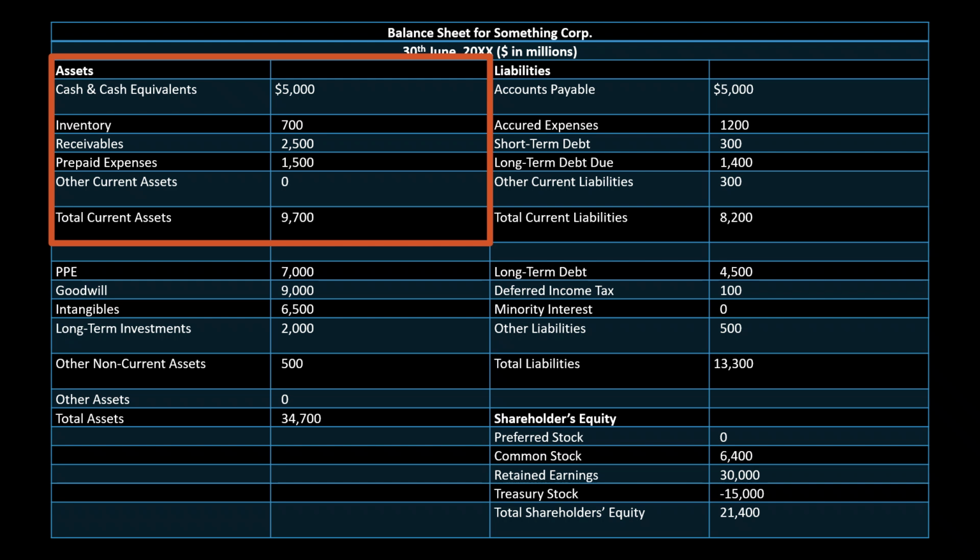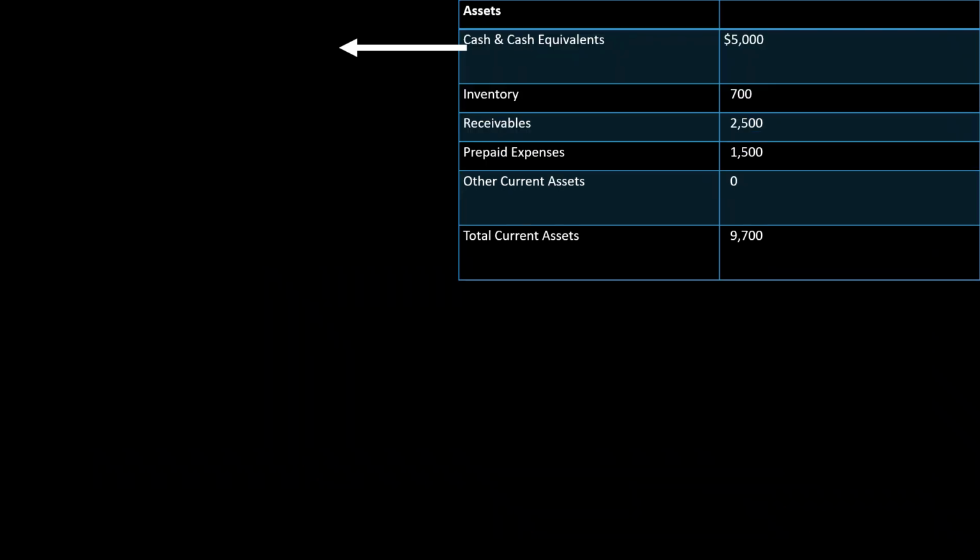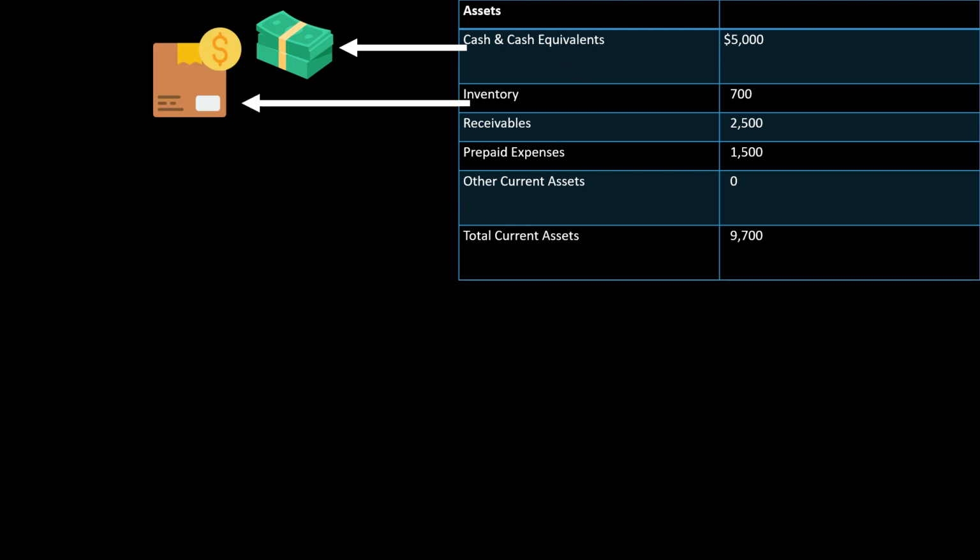Everything here is current assets, which can become cash within a year. Cash and cash equivalents, also sometimes called cash and short-term investments, is what it says: actual cash, or things equivalent to cash or highly liquid, to be converted into cash quickly and easily. Inventory is the products in the warehouse that are yet to be sold.